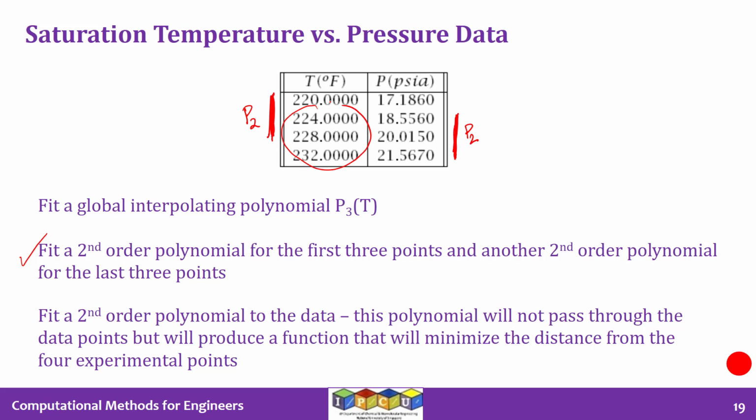So here the polynomials are not global in nature. The polynomials are rather local. This polynomial is local to this region. This polynomial is local to this region. Of course, there is an overlap.